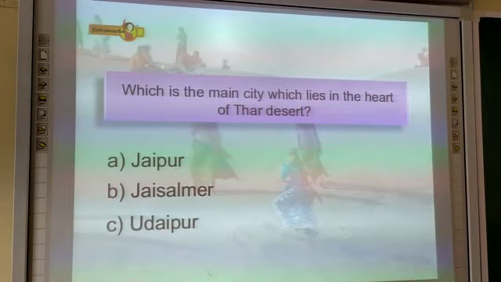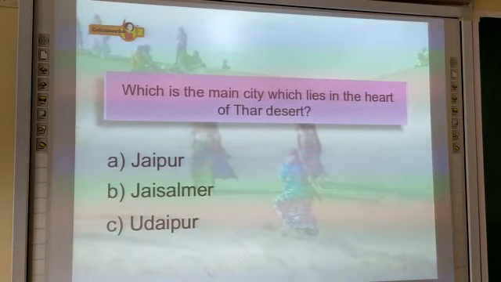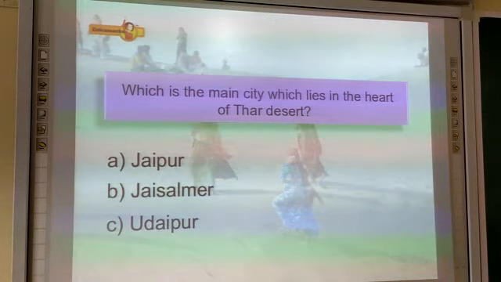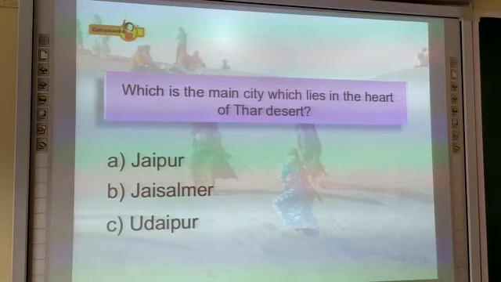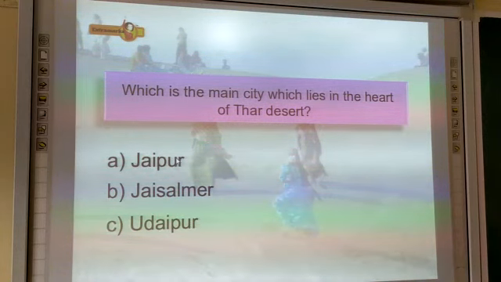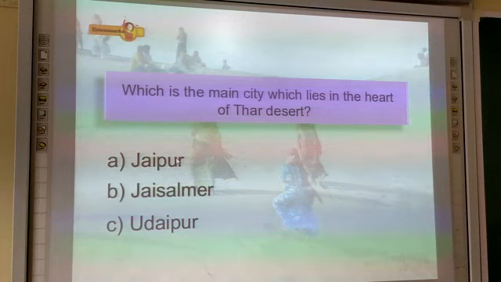Click to know, which is the main city which lies in the heart of Thar Desert? Jaipur, Jaisalmer, Udaipur. Answer is Jaisalmer.